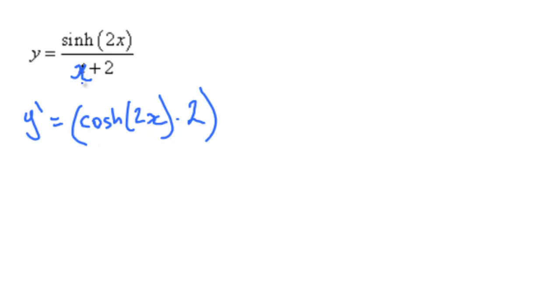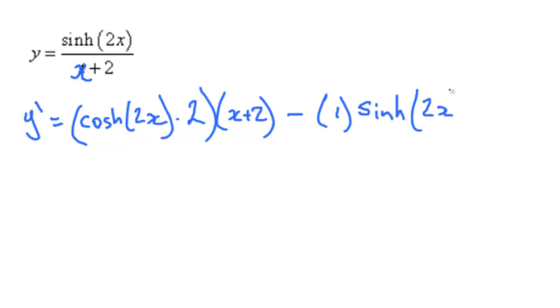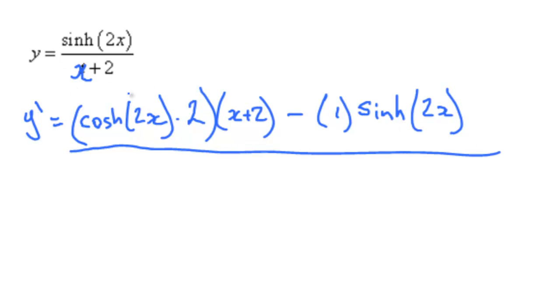So there's the derivative of the top. We keep the bottom, minus the derivative of the bottom. So the derivative of x plus 2 is 1. And we keep the top. So that's sinh of 2x. And all of that needs to be divided by the denominator, x plus 2, all squared.